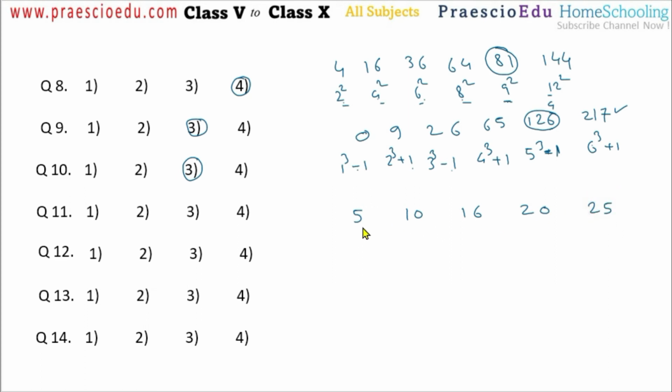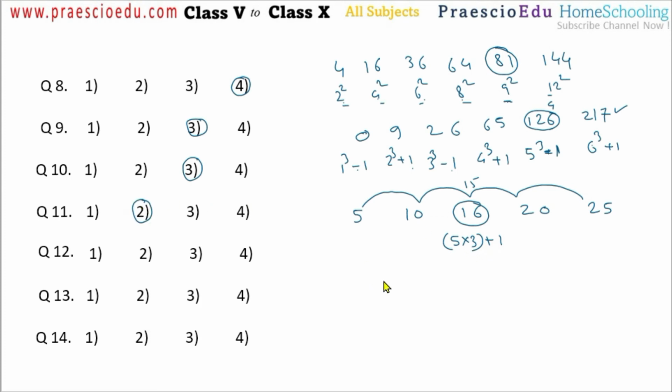So all are multiples of 5. But only the 16 is not, so here it should be 15. So 16 is different, means this term, 5 multiplied by 3, after the bracket plus 1, this is a different one, and this is given in option number 2.